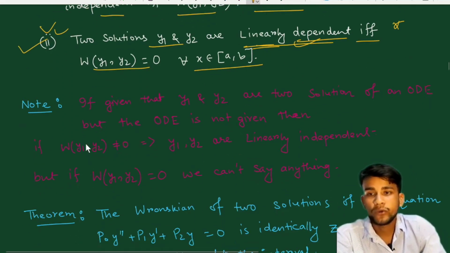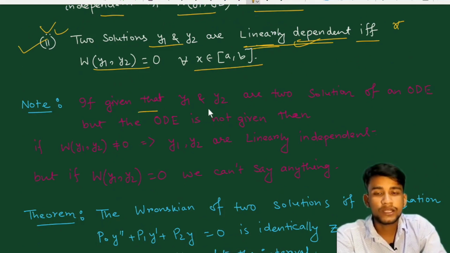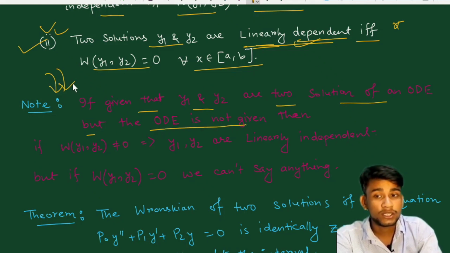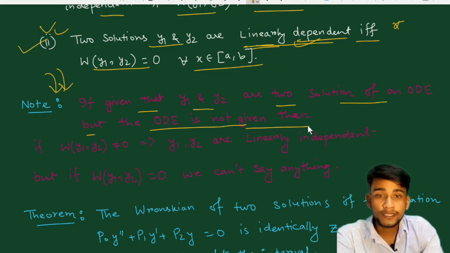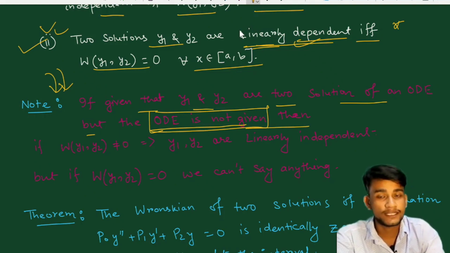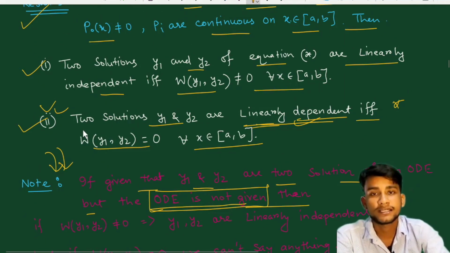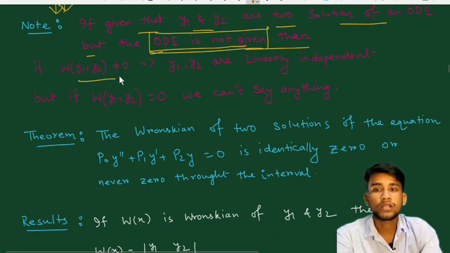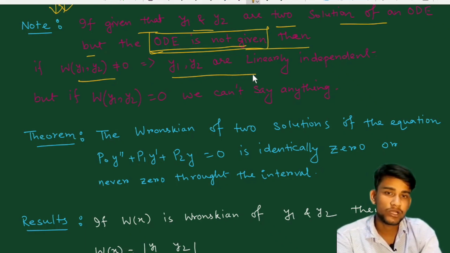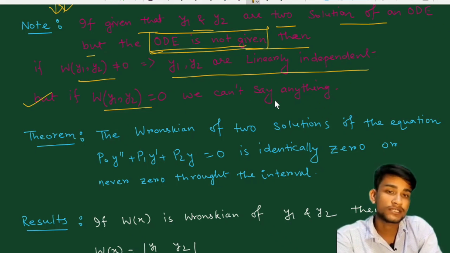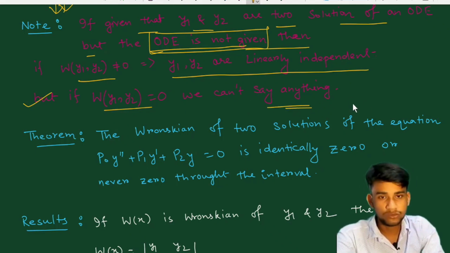Now note: suppose it is given that y1 and y2 are two solutions of an ODE, but the ODE is not given. This is the confusion you can ask me about. In the case we just discussed, the ODE is given. But if the ODE is not given, then if the Wronskian of y1 and y2 is not equal to 0, this means y1 and y2 are linearly independent. But if the Wronskian of y1 and y2 is 0, then we can't say anything. This is the confusion, which we have now cleared.